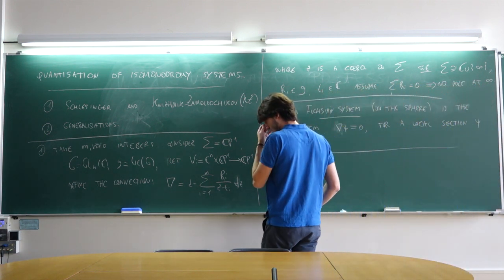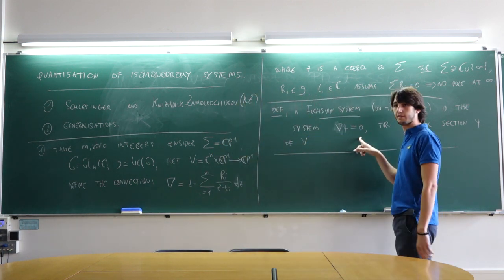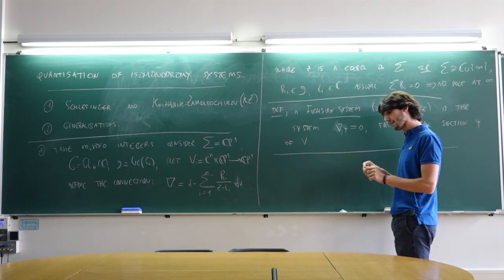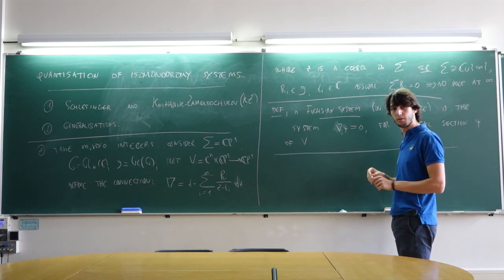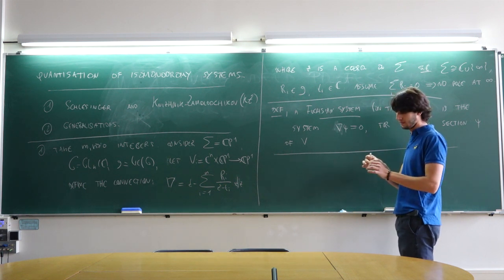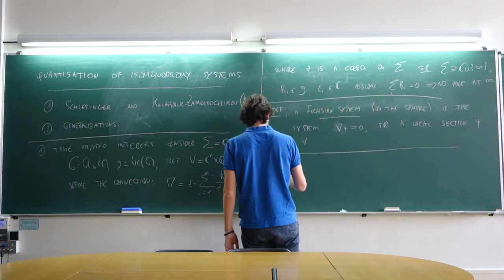Okay, and now let me recall to you that these solutions, when they exist, are multivalued, there is monodromy. So this means that if I have a solution and I analytically continue it around the pole, this solution is going to change according to some transformation, which only depends on the homotopy class of the path. So, recall.